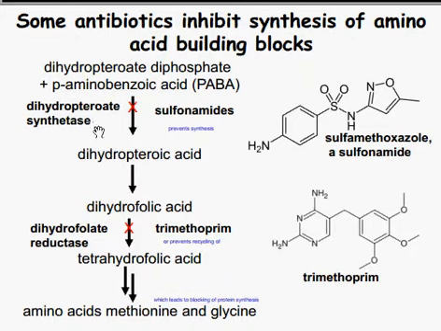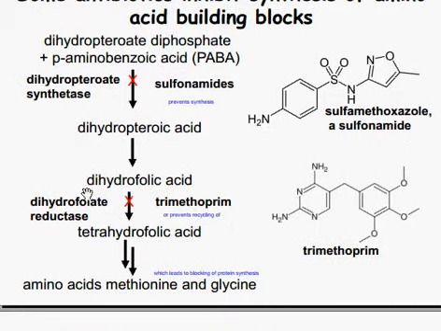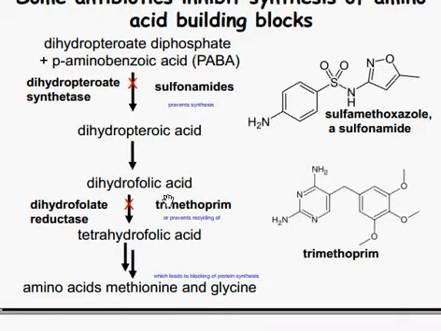So the dihydropteroate synthetase: sulfonamides prevent the synthesis into dihydropteroic acid. So sulfamethoxazole, which is a sulfonamide, blocks that binding. And then dihydrofolic acid, which is a product of the dihydropteroic acid. So you end up left with the dihydrofolic acid.